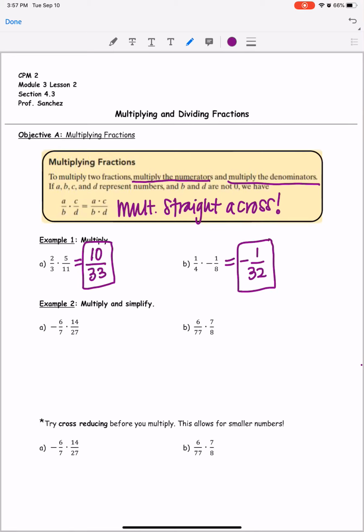Now you can kind of do this negative where it's neutral, the way I've written it. This would be the same as negative 1 over 32, and this would be the same as 1 over negative 32. It doesn't matter where this negative goes as long as you have one of them. So it can be neutral, it can be in the numerator or in the denominator. Just make sure it's only once that you got the negative, not negative 1 over negative 32.